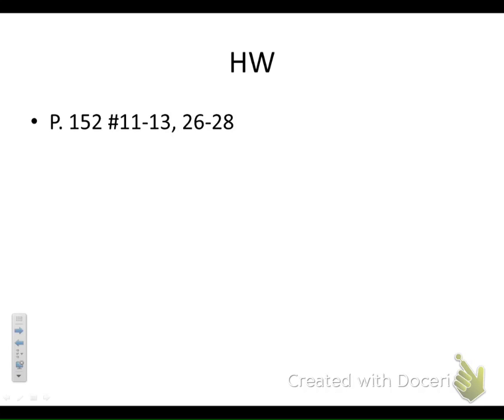5 problems. Page 152, numbers 11 through 13. Numbers 26 through 28. You actually have 6 problems tonight. I want you to practice doing substitution for the first 3, elimination for the second 3, because on your test next week, I am going to stress, I want to see the substitution method. I want to see the elimination method or the linear combination method.